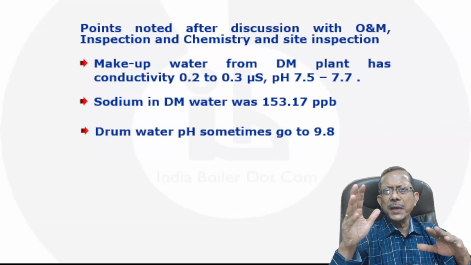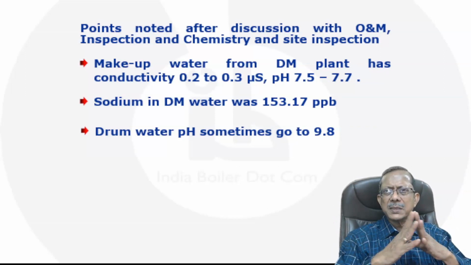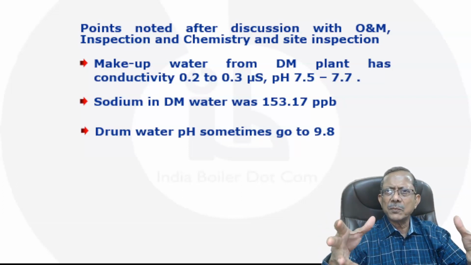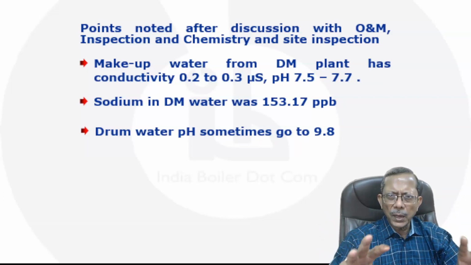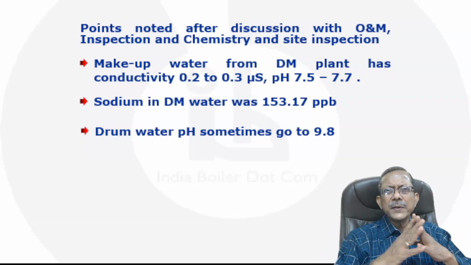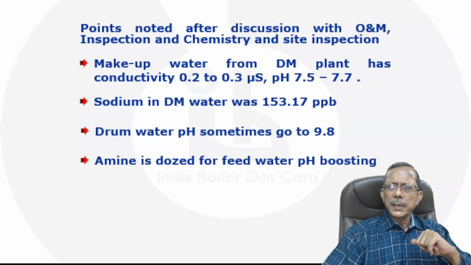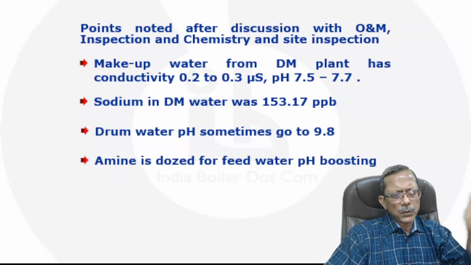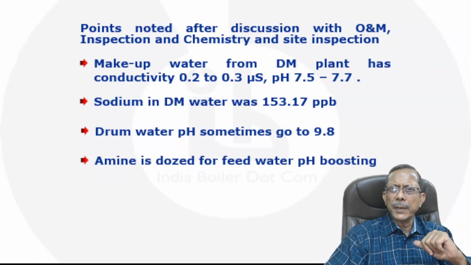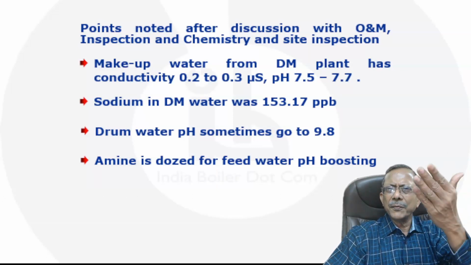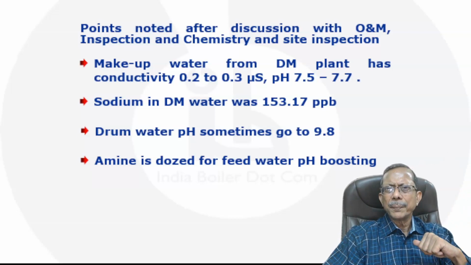But that high pH shows that there is an ionic imbalance in the system, right? And if there is a concentration-increasing mechanism like below a deposit, below a film boiling, then it will definitely lead to gouging corrosion because free caustic will form, right? And amine is dosed for pH boosting. So whatever DM water they're getting, they're dosing amine. Amine is not a problem. Amine will ultimately give some ammonia in the steam, right?